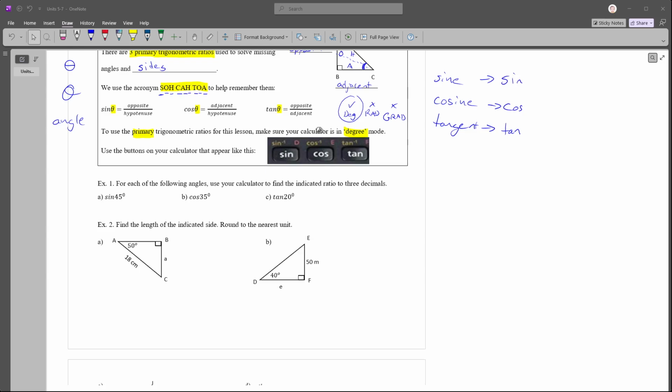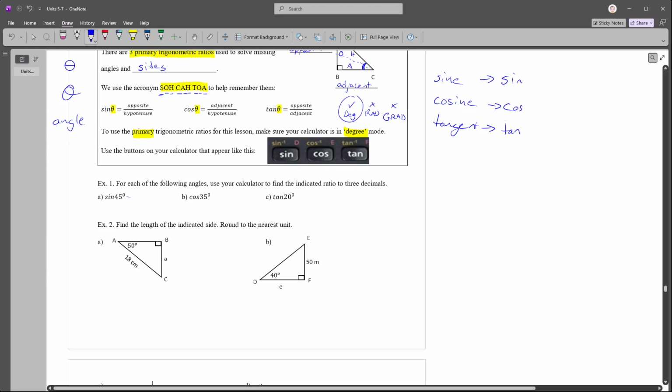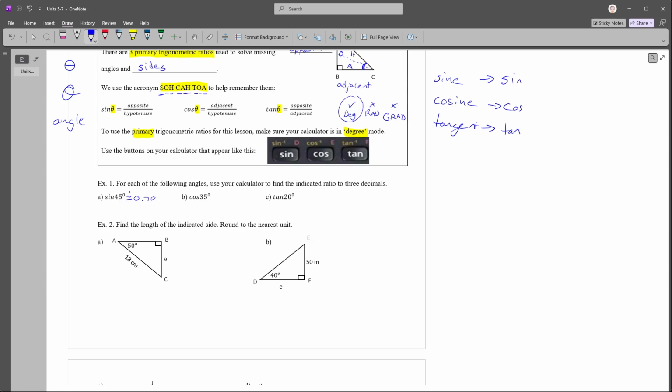Sometimes on your calculator, depending on your calculator, you may have to type in the number first and then hit sine, which you have to do on the Windows calculator. And when you do this, you end up with a number for this one, for example, that is approximately, let's do 3 decimal places, 0.707. What does that actually mean?